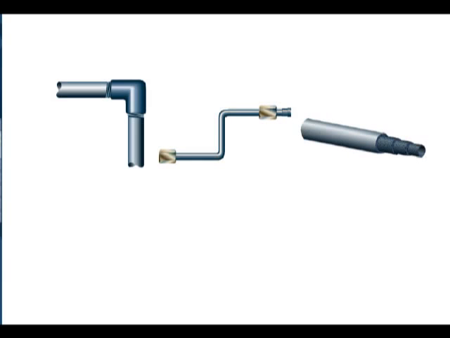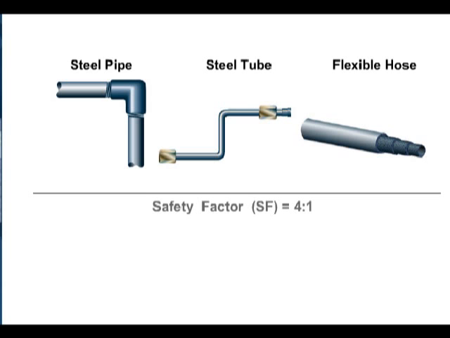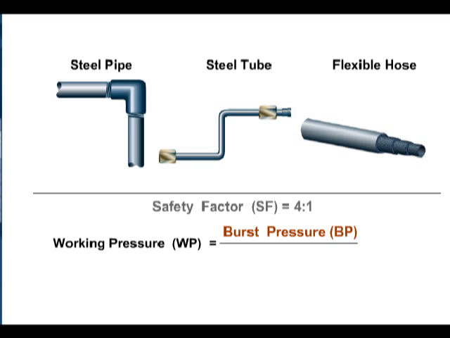Transmitting power from one location to another is a key element in system design and performance. Fluid conductors describe the different types of conducting lines that carry hydraulic fluid between components. The three principal types of plumbing materials used in hydraulic systems are steel pipes, steel tubing, and flexible hose. A safety factor of 4:1 is recommended on the pressure rating of the plumbing material. To determine the working pressure of the conductor, we must take the rated burst pressure and divide by the safety factor of 4.